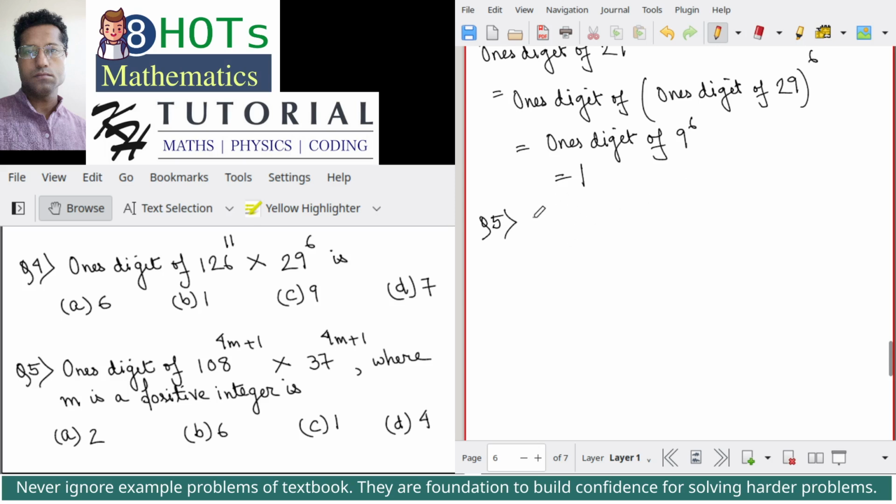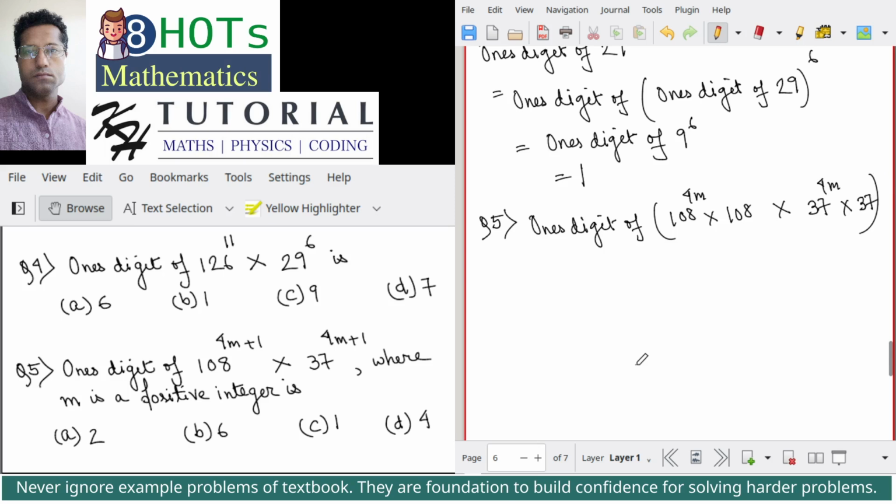Okay, so the ones digit of 108 to the power 4m plus 1, I can write it as 108 to the power 4m multiplied by 108. And we have, multiplied by, we can say 37 to the power 4m plus 1 as 37 to the power 4m multiplied by 37.